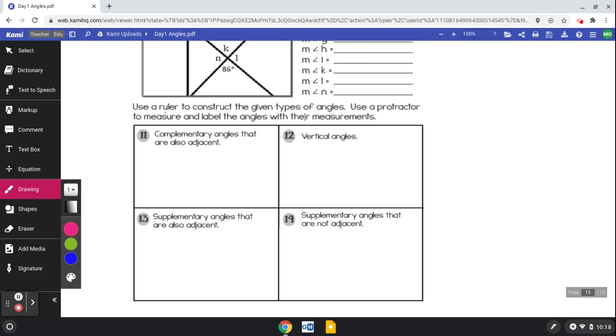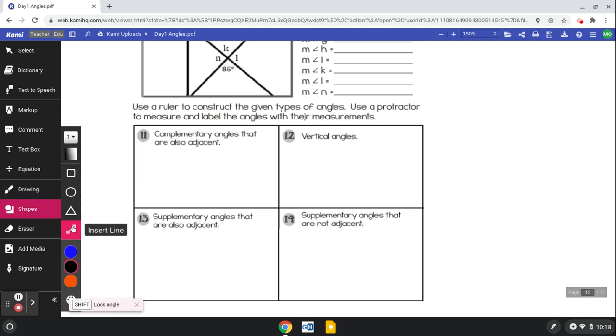All right, use a ruler and construct the given types of angles. Now, if you are doing this on Cami, go to shapes, get your line, start where you need to, and draw a complementary angle that's also adjacent. Draw vertical angles. Draw your supplementary that are also adjacent, and or draw that are not. So that means they are not connected.